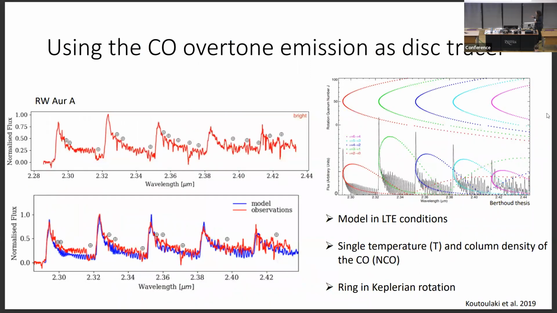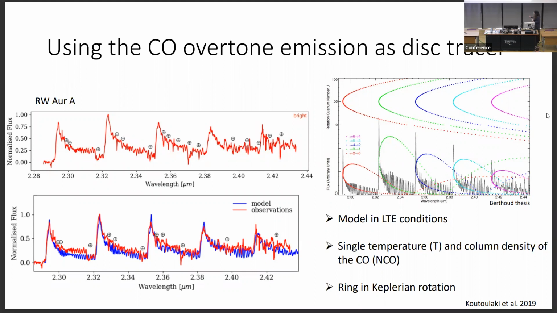The only disadvantage is that the CO is quite rare, so it's not seen in many young stellar objects. For example, in T-Tauri stars, as we heard before, there are only 3 of them that exhibit this CO emission. In the case of Herbig stars, it's around 17%, and slightly more, around 20%, in the case of massive young stellar objects.